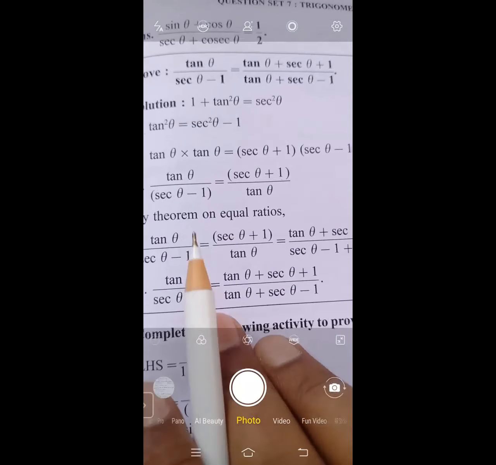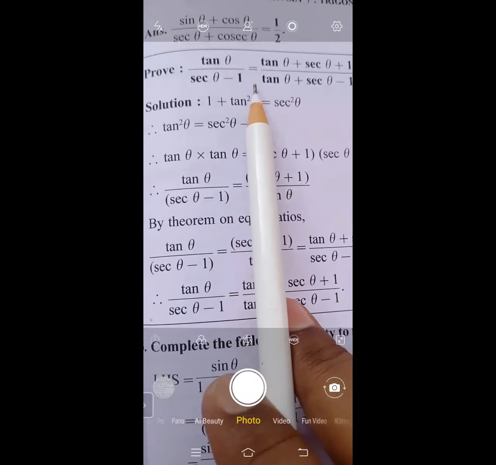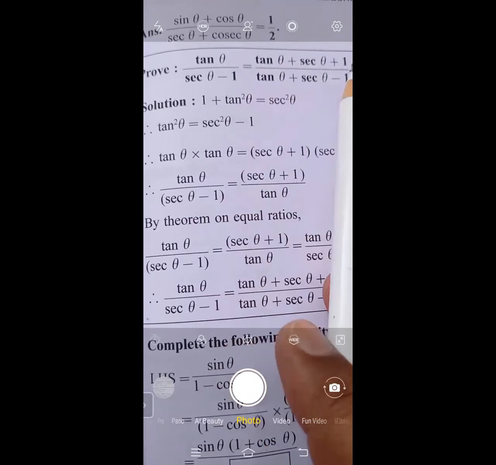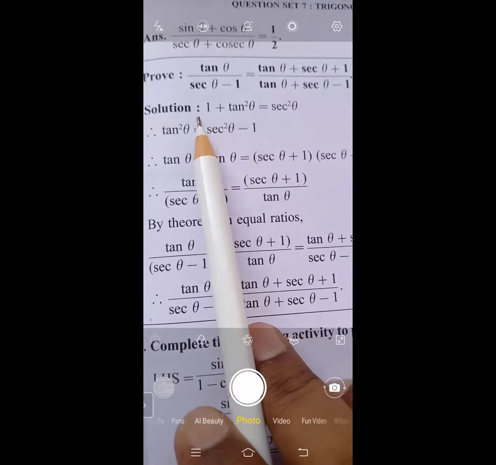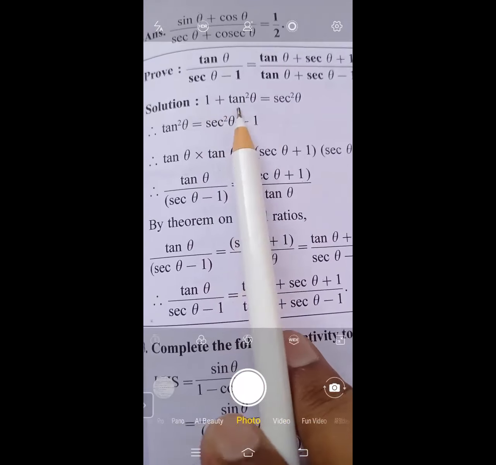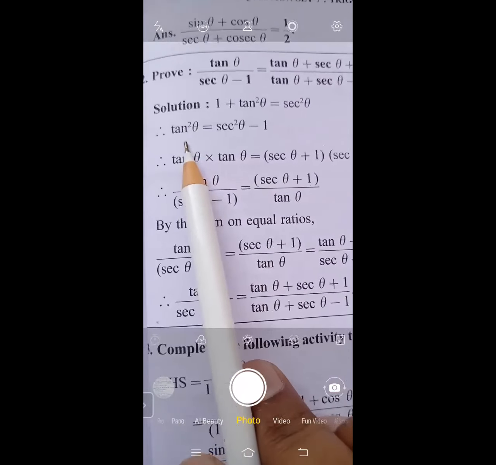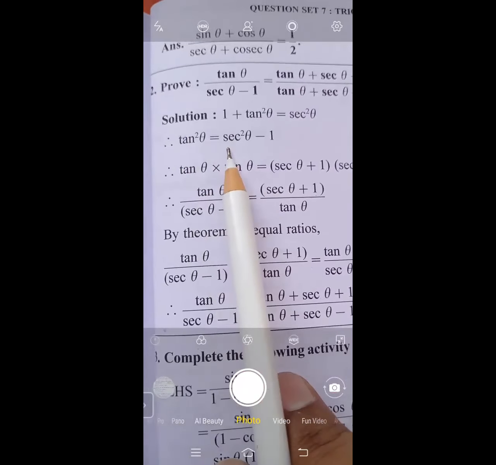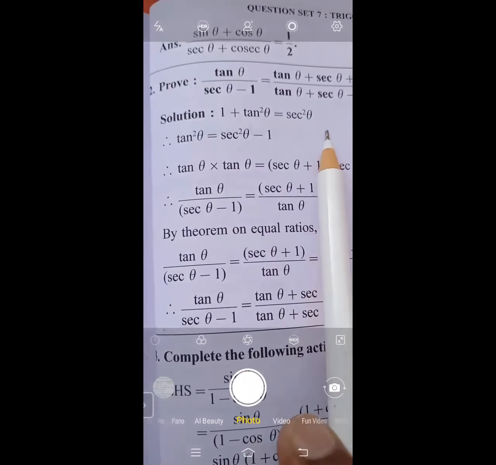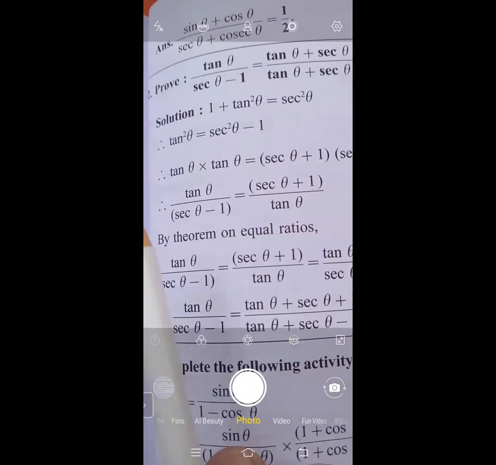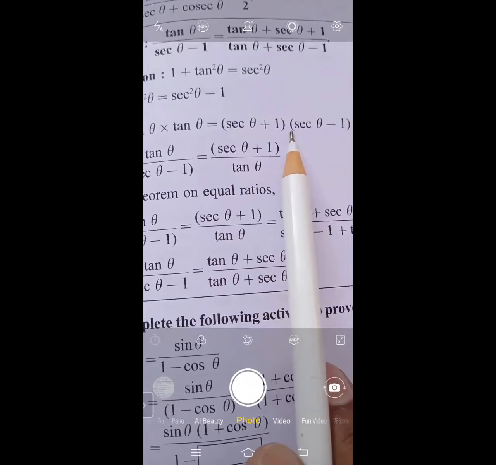Now this is the second proof. Tan theta upon sec theta minus 1 equals tan theta plus sec theta plus 1 divided by tan theta plus sec theta minus 1. So we are going to use the identity 1 plus tan square theta equals sec square theta. In terms of tan square, how will we write this equation? Tan square theta equals sec square theta minus 1. This plus 1 is transposed to this side, it becomes minus 1. Okay, tan theta into tan theta equals sec theta plus 1 into sec theta minus 1.